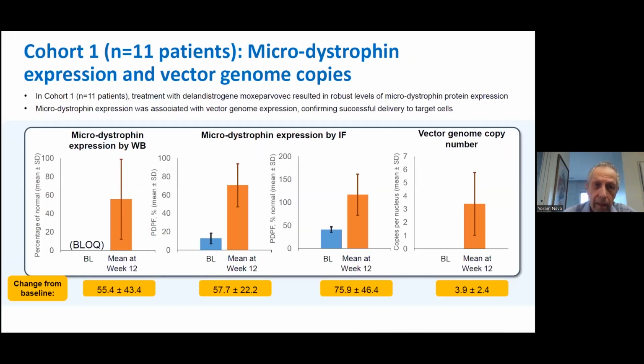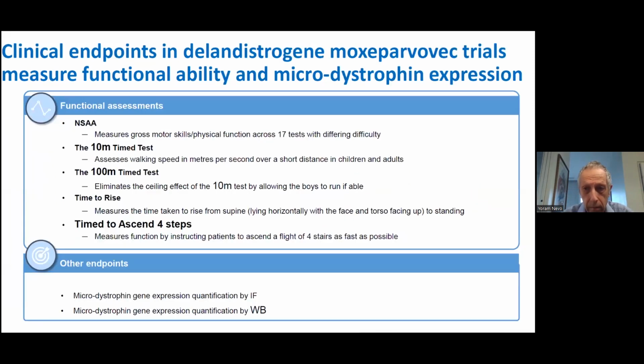What we can see, and this is something this company presented of the first 11 patients that they had, we can see again that the protein by Western blot was about 50%. Same in another method, immunofluorescence. Again, almost 4 genome copies in each nuclei. Next slide. And if we look at the clinical endpoint, next slide, please.